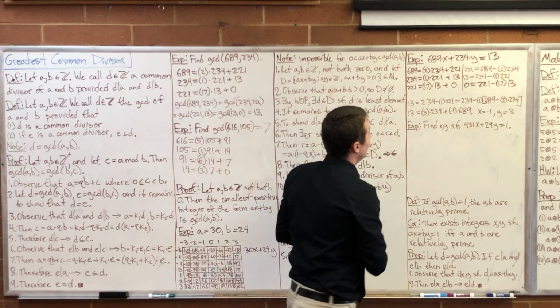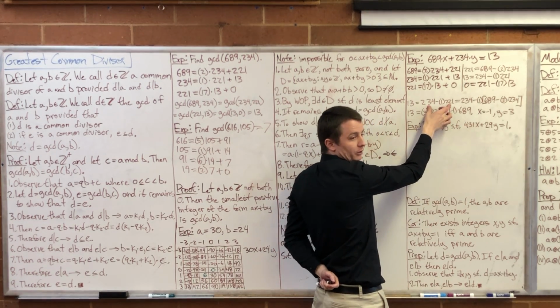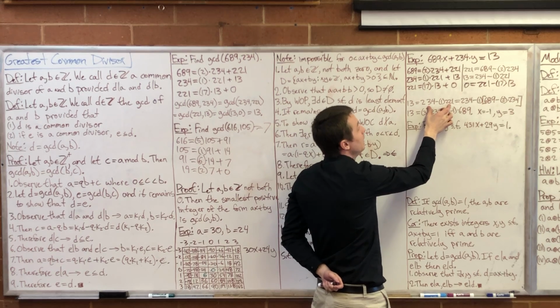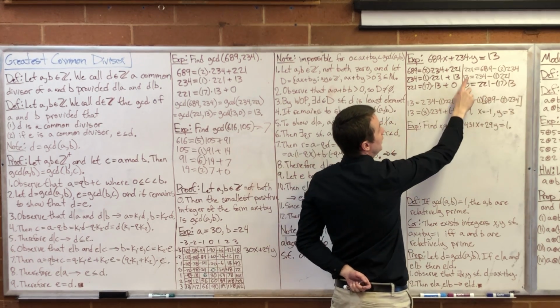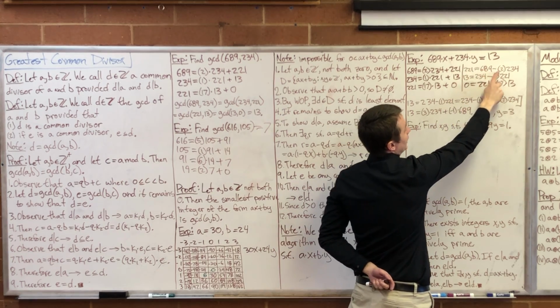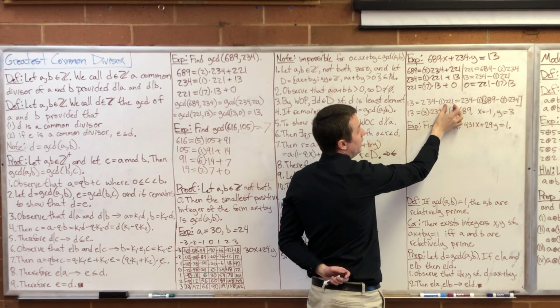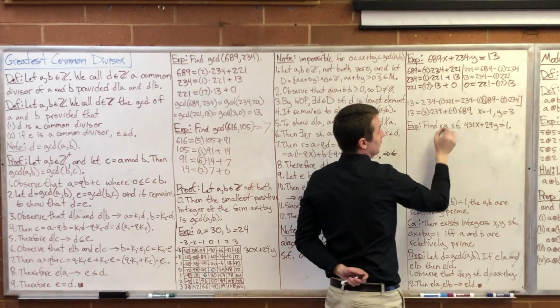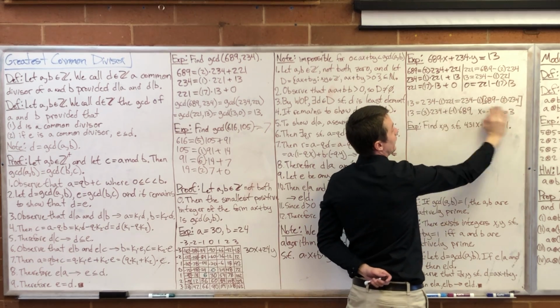Mm-hmm. But now look at the smaller of these two numbers. What's the smaller of these two numbers? 221. That means I have a substitution in this side of the list for 221. And 221 is equal to 689 minus 2 times 234. So I'm going to replace my 221 with this exact thing. You with me? Yeah. So that would be what one line looks like.